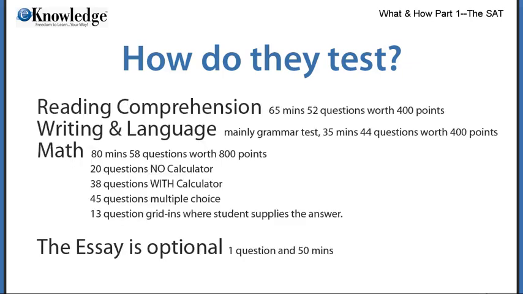Okay, let's take a little bit closer look at the 3 graded sections. First is the reading comp section. It's also called evidence-based reading. It's a 65-minute section, has 52 questions, and is worth 400 of the 1,600 possible points.